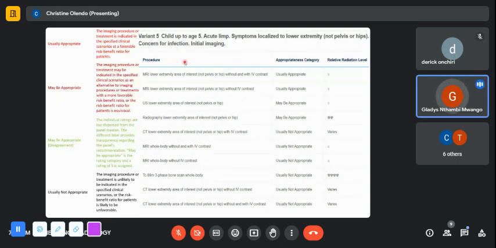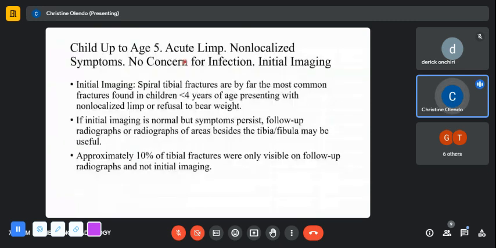But normally they tend to start with the lower grade, and then as they progress upwards, right? It's just the small things that they put now in the discussion for infection and non-localized symptoms.